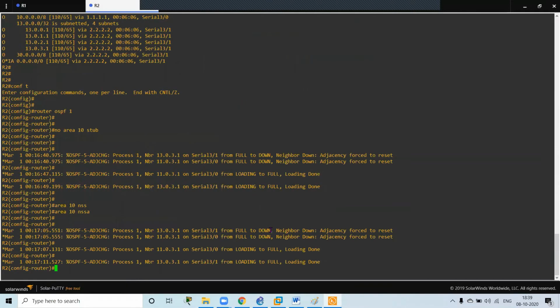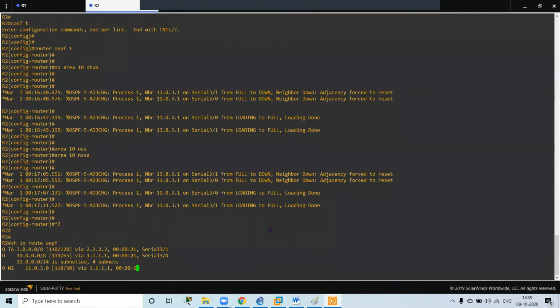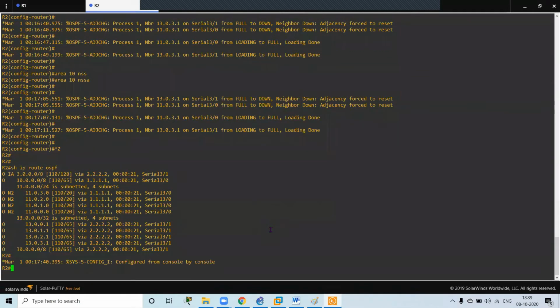Okay, let me go on R2 and check show IP route OSPF. See, here I am getting N2 routes now. Sometimes it takes time. 11.0.3.network, 2.network, 1.network, and 0.network. Previously, it was not coming. But now you can see. Understood?